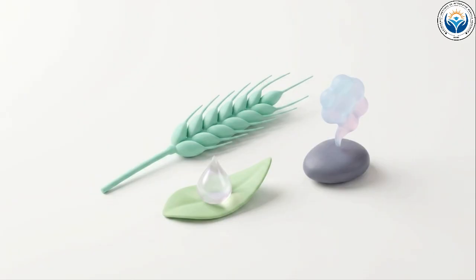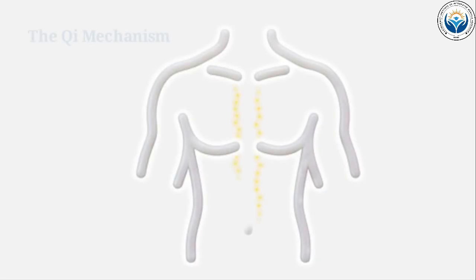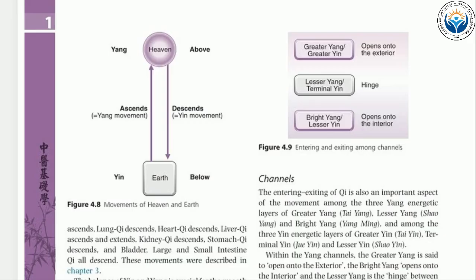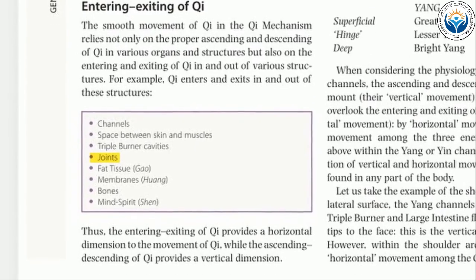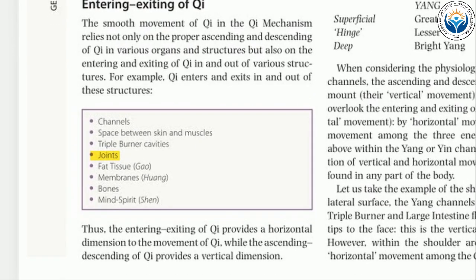Human life requires the continuous transformation of air, food, and fluids into usable material. This physiological requirement is governed by the qi mechanism, a system of precise, directional movements that distribute resources throughout the body. This diagram illustrates the vertical axis, where ascending and descending movements manage major organs. It also defines a horizontal axis, where entering and exiting qi regulates local tissues. It explicitly identifies joints as cavities for this horizontal exchange, managed by the triple burner system.